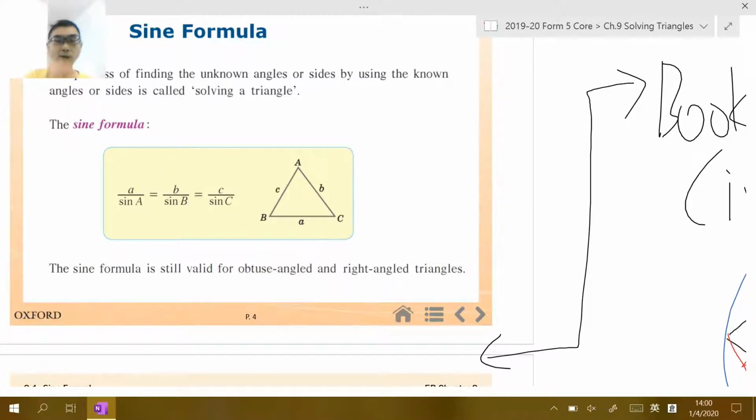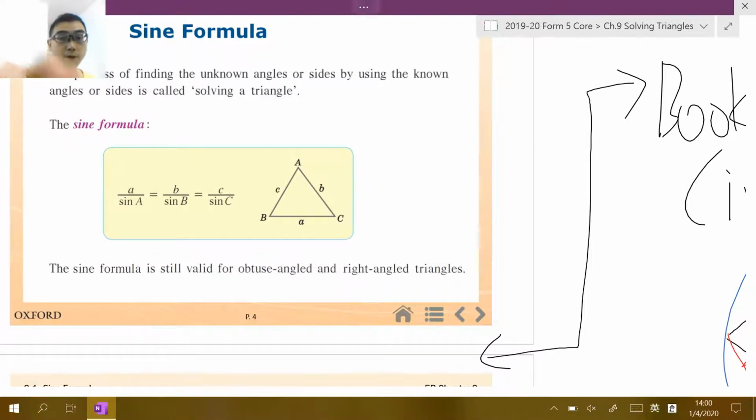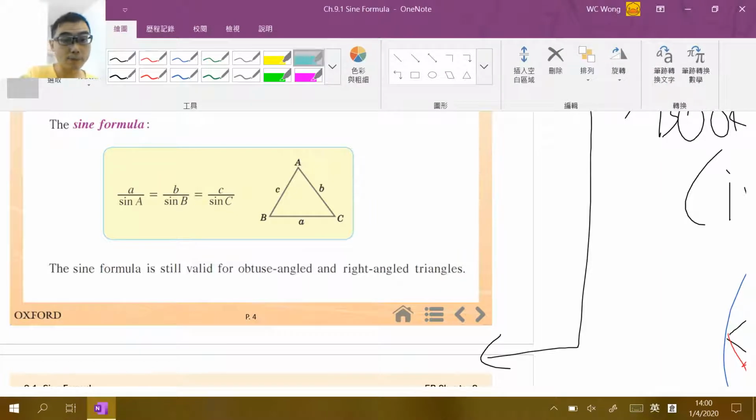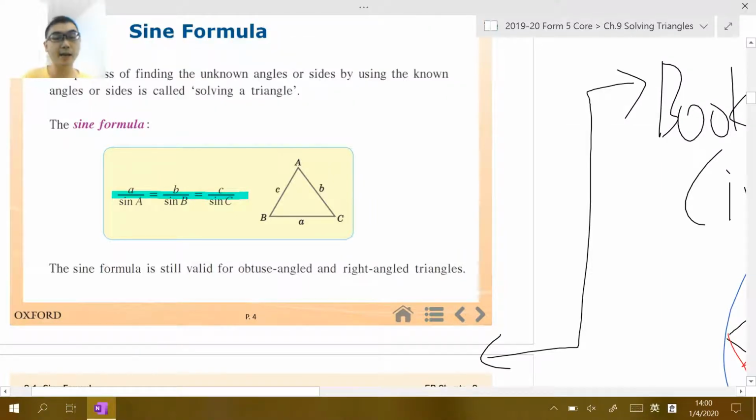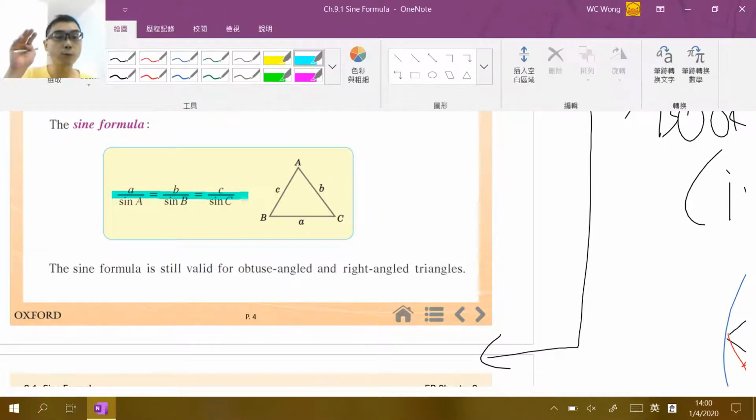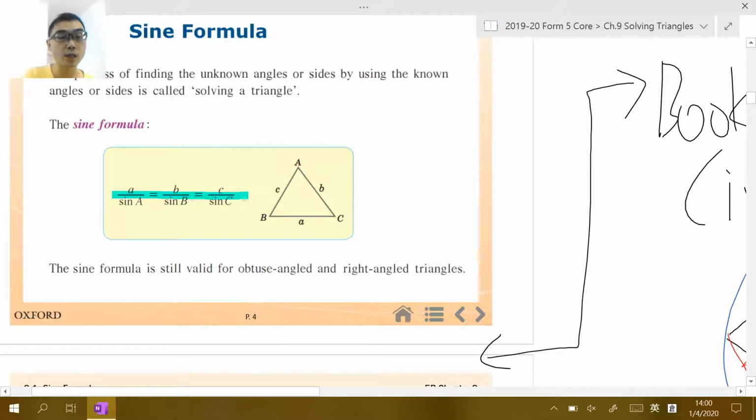But the most important thing is that the first one, the sine formula, is a very easy formula. The sine formula is this one: a over sine A equals b over sine B equals c over sine C. I will prove this one now. But before I prove it, I would like to say that the use of this formula is to take any 2 pairs to compare as an equation.